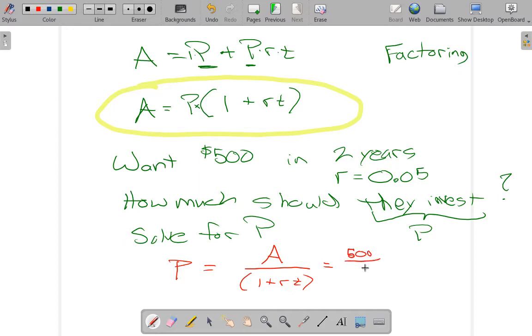So for this information, 500 divided by 1 plus 0.05 times 2, I get about 454.55. And to double check, we could go plug back into the original formula and see what happens. So if we plug in 454.55 and add on the interest, we should get back about 500. So let's try that.